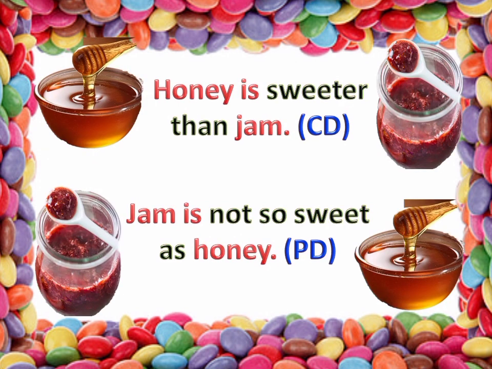Similarly, honey is sweeter than jam. It is comparative degree. Jam is not so sweet as honey. It's a positive degree without changing the meaning. Here, in negative comparison, so plus adjective plus as is used.